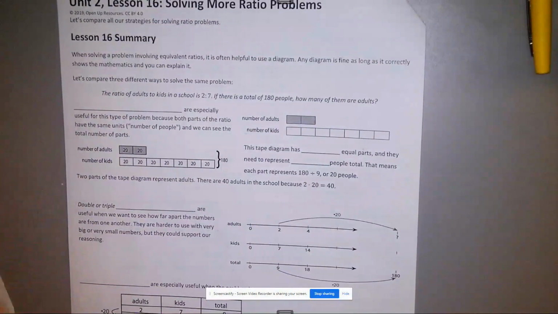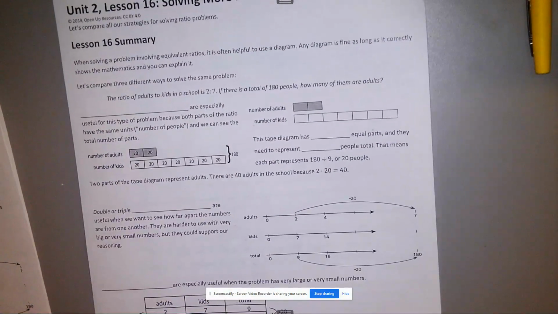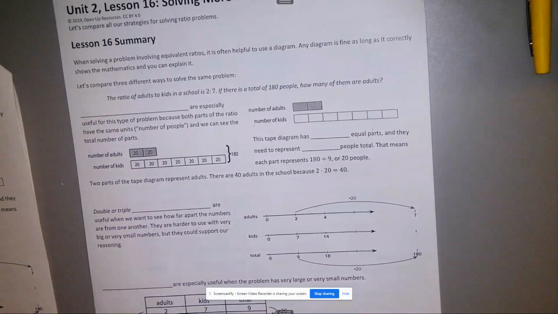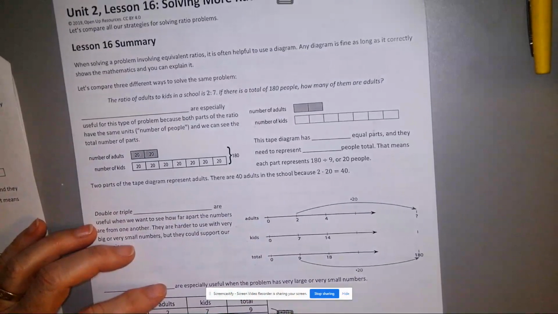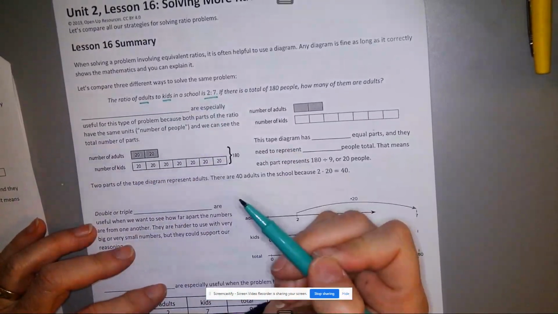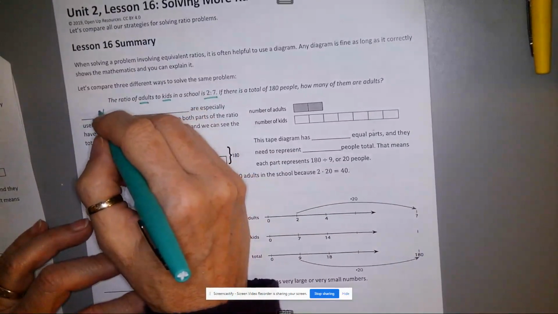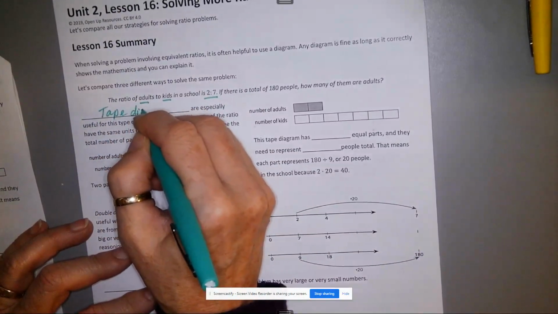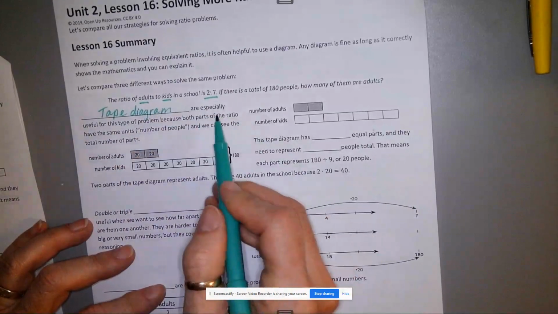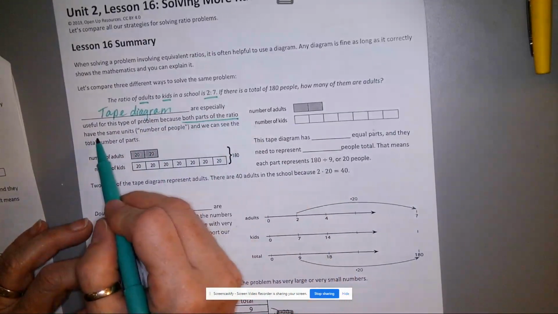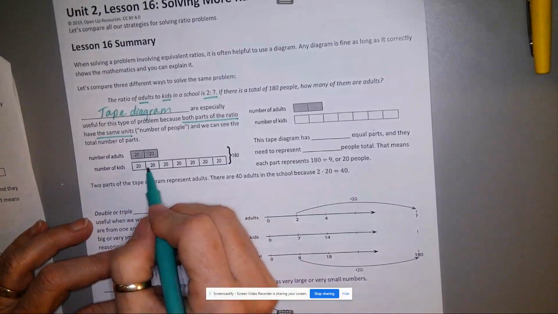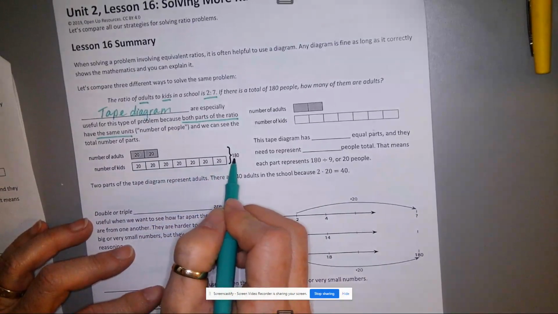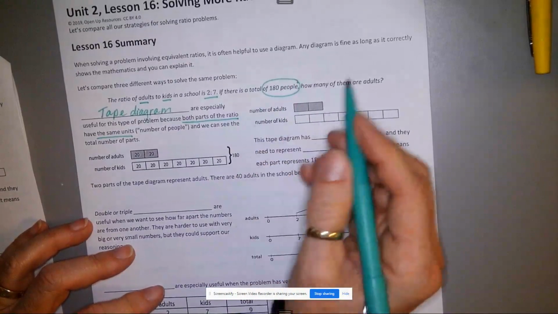And the last page. This is a summary of kind of all the different styles for solving ratio problems. This first one, which was actually the last one we did, we have adults to kids is 2 to 7. We can use a tape diagram because both parts of the ratio have the same unit, so people and people, and it tells us all the parts. 1, 2, 3, 4, 5, 6, 7, 8, 9 total boxes for 180 people.